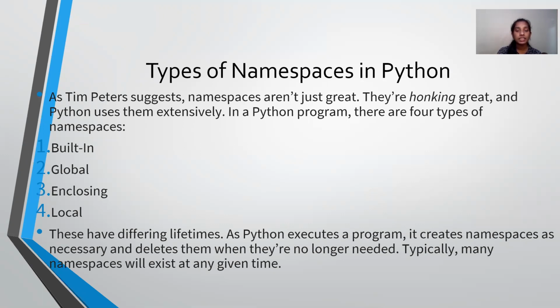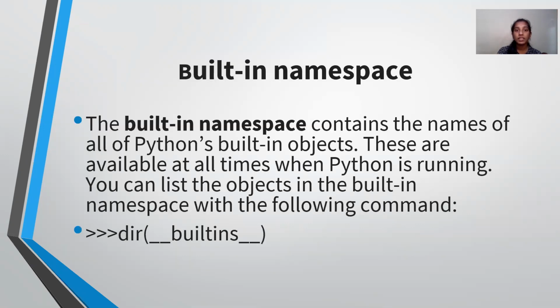As Python executes a program, it creates namespaces as necessary and deletes them when they are no longer needed. Typically, many namespaces will exist at any given time. Let's discuss each one at a time. First one is built-in namespace. What is built-in namespace? The built-in namespace contains names of all Python built-in objects. These are available at all times when Python is running.